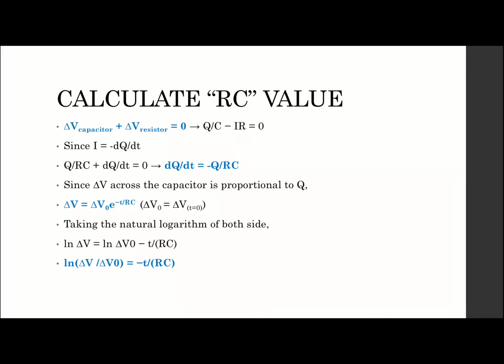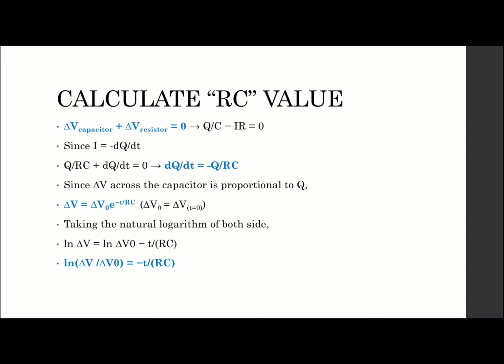If I only connect the capacitor with a resistor, we can tell from the loop rule that delta V capacitor plus delta V resistor equals 0. And since delta V capacitor equals Q over C, we can tell that Q over C minus IR equals 0. And then by replacing I with negative dQ over dt, we can get that dQ over dt equals negative Q over RC.